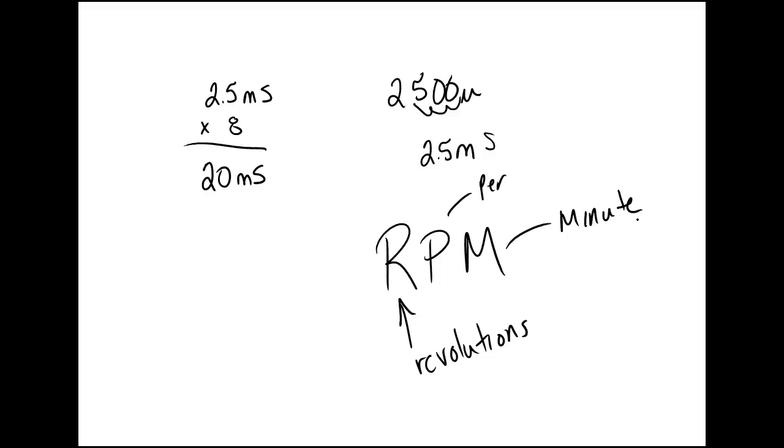It's just a multiplication, but what are we going to multiply this by? 60. Okay, so we'll multiply it by 60. And what does that give us? Well, no, we're not in RPM yet. We're still in time. So we got what? 1.2 seconds. Oops, 1.2 minutes.